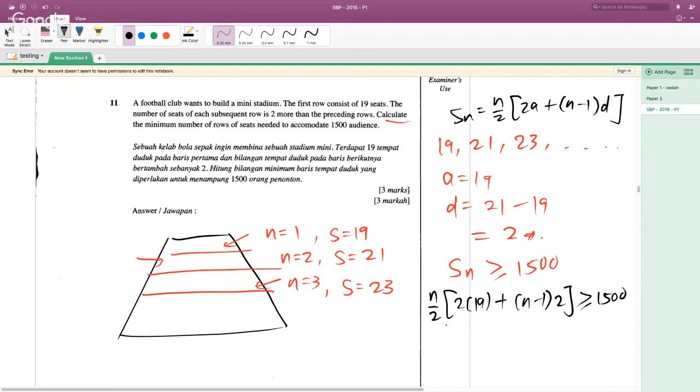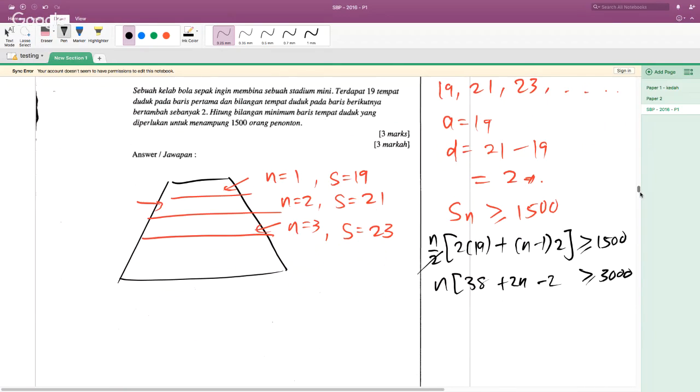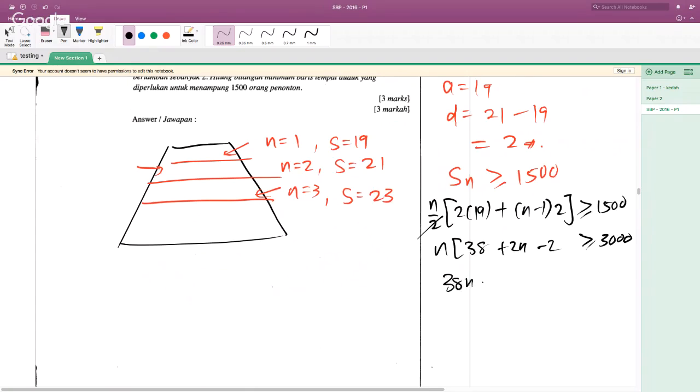I will move the 2 to the other side. It becomes 3,000. Okay, the 2 is gone. Then I will multiply it: 38 plus 2n minus 2. Then what I do next is basically multiply the n into it. So I will get 38n plus 2n squared minus 2n bigger or equals to 3,000. Then 2n squared, this one and this one I simplified, plus 36n minus 3,000 bigger or equals to 0.